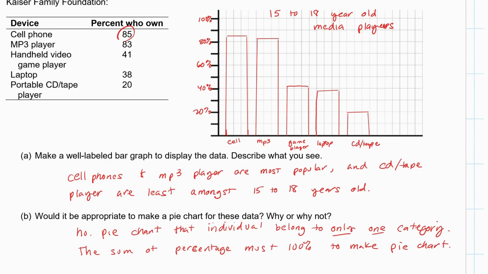So we can't make one, because the media device variable is not really a single variable. There's a cell phone variable. Do you own or do you not own? That's a variable. MP3 player is a variable. So there's not a media playing variable that only can take on one value. It is multiple variables, five variables in all. And so we have a lot of data variables going on there.